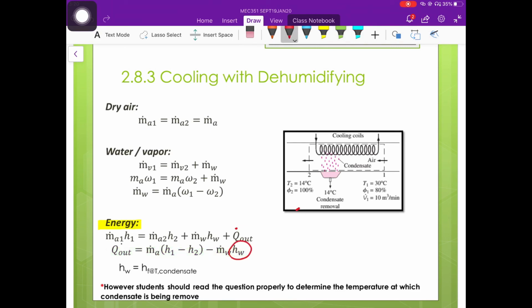Note that the enthalpy for the condensate water is equal to h_f at the condensate temperature. This means you are going to refer to table A4.